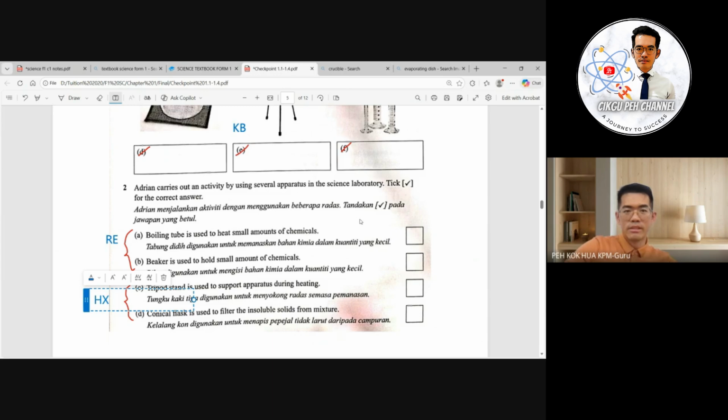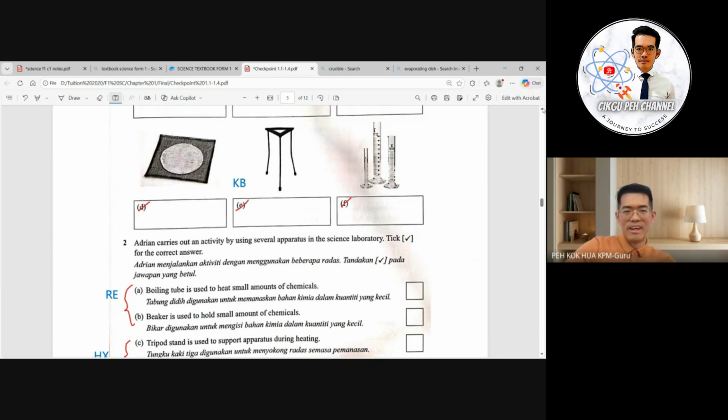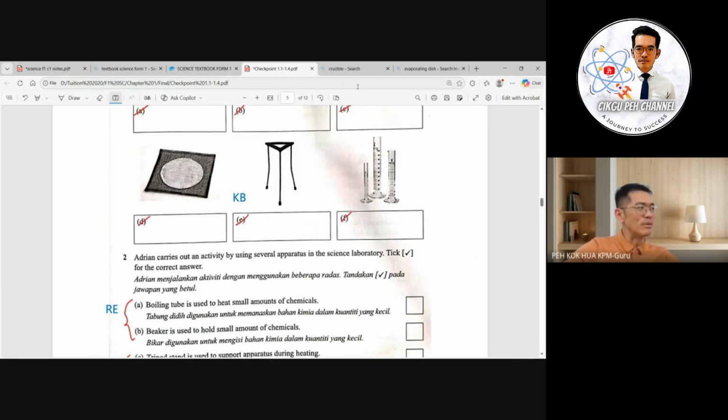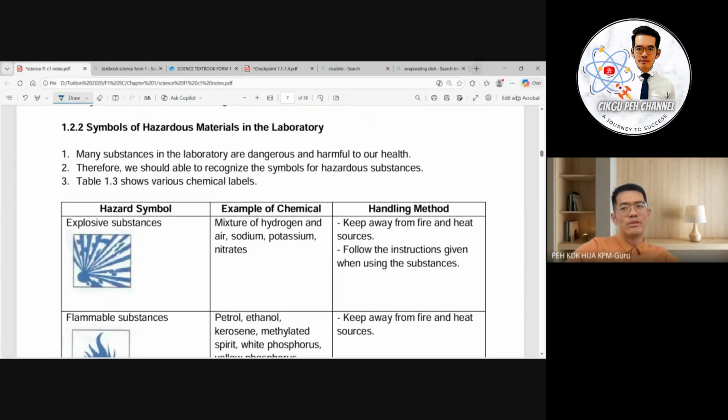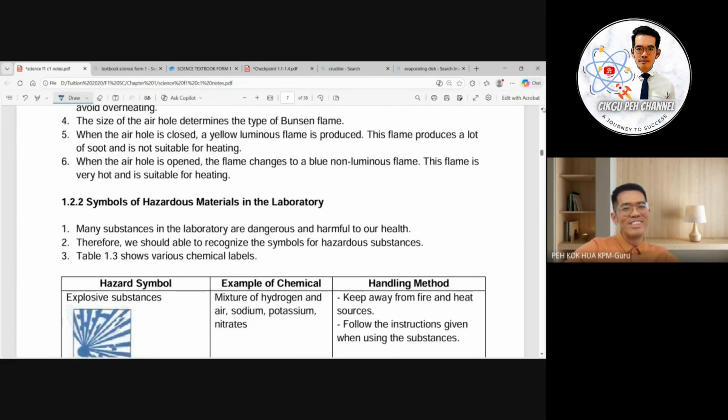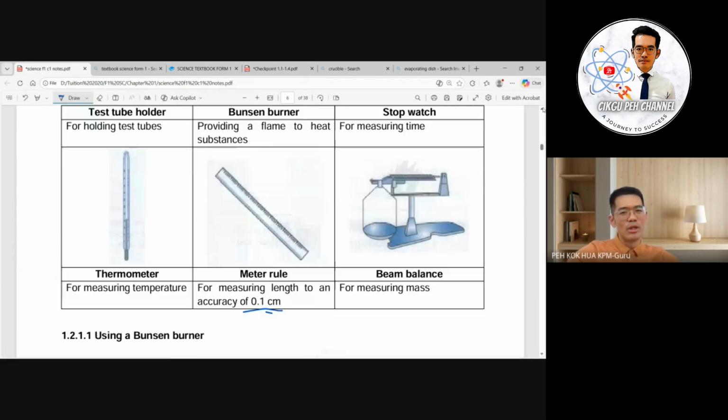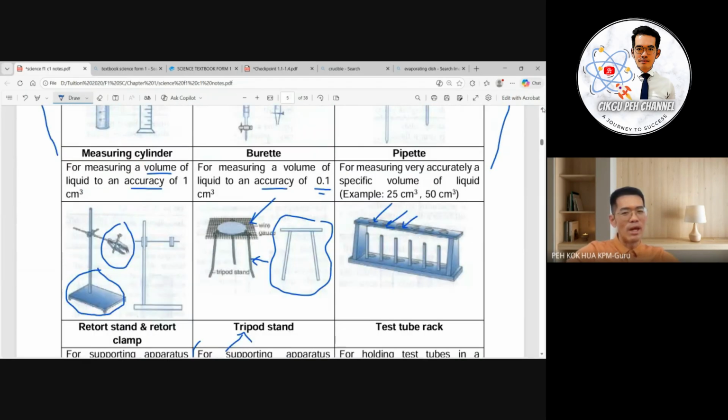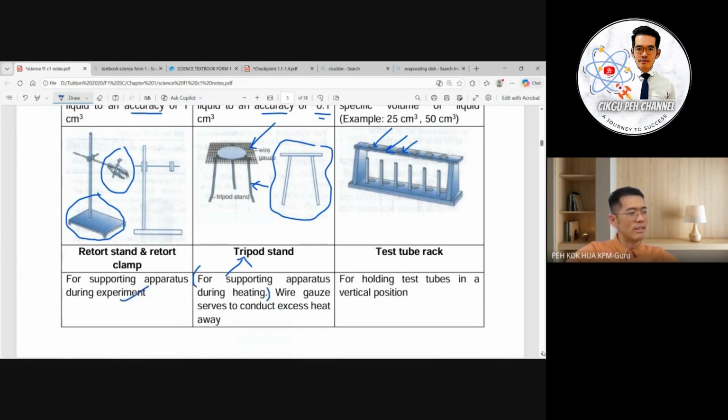Sorry? D. What is D? Anyone can tell me? What is the apparatus we're referring to? So we'll look at the tripod stand. We have the wire gauze, right? So the function will be the second sentence. Okay, clear one.